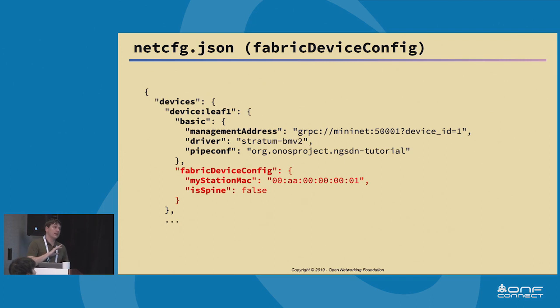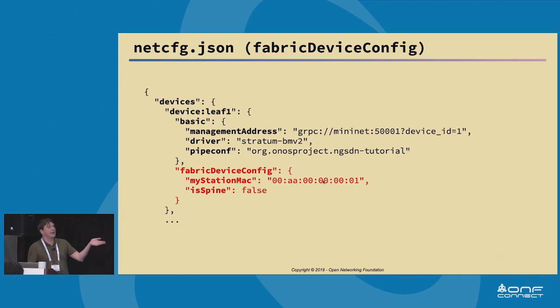Since we are running what should look like a traditional IPv6 router, we also need to provide some IPv6-related configuration to our fabric. If you look at the netcfg.json file you pushed before, you will notice that there is a section of this configuration related to each device where we specify the so-called MyStation MAC address. This is the MAC address that is associated to the switch, and that's the MAC address that the switch will provision to the MyStation table.